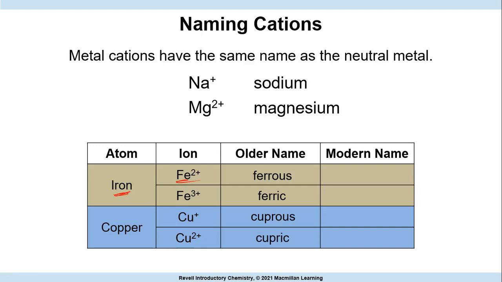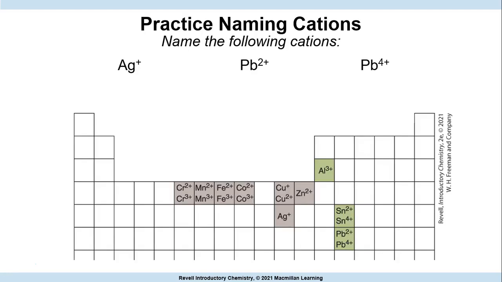Now let's look at the modern name. How do we call this iron 2 ion? We call it iron 2 because it has lost 2 electrons. For the other ion that has lost 3 electrons, we call it iron 3. Same thing for copper. Copper 1 has lost 1 electron, so we call it copper 1. And copper 2 has lost 2 electrons, so we call it copper 2. So this is how we name the cations.